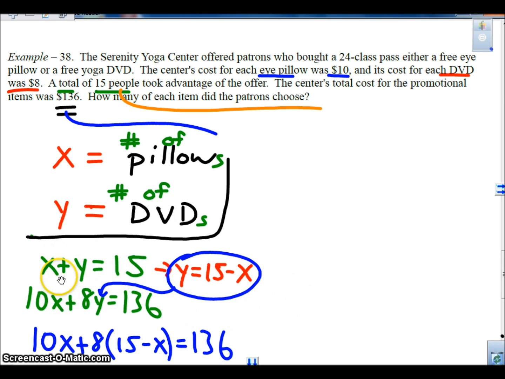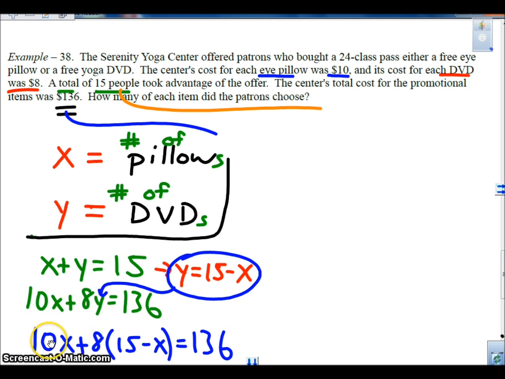To solve this system of equations, we could use the elimination method like we've done so far this section, but I think with this equation being so simple, X plus Y equals 15, it'll be easier to solve using the substitution method. So what I'll do is I'll take this top equation and solve it for Y by subtracting X to the other side. We get Y is equal to 15 minus X. And then I can substitute that into the bottom equation just like we learned in the previous section, 3.2.